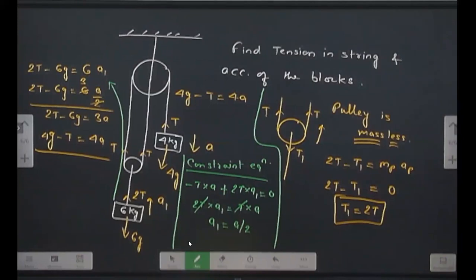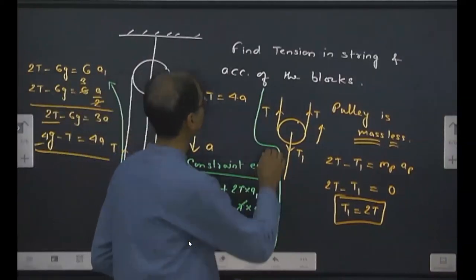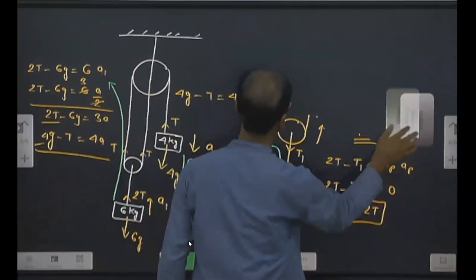Completed? Yes, sir. Okay. So let's solve this and get the answer. Finally, can you give me the answer? Come on, solve these two equations. You cannot directly add them because here tension is T and here is 2T. You have to solve it properly. Solve it and tell me what the answer is.